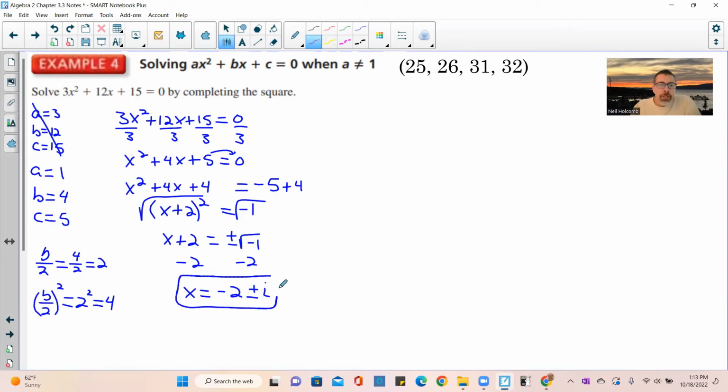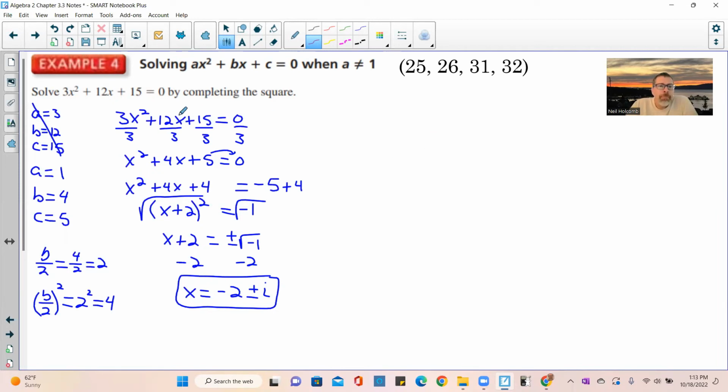So this is what's called a complex number. Part of it is real, part of it's imaginary. Together it is complex. So my answer to this problem is an imaginary complex solution of negative 2 plus or minus i. Okay, hopefully you understood that.